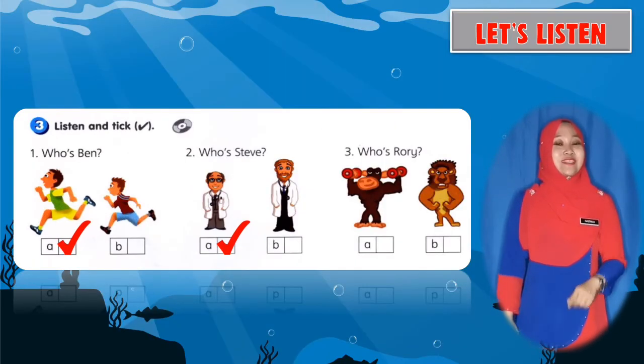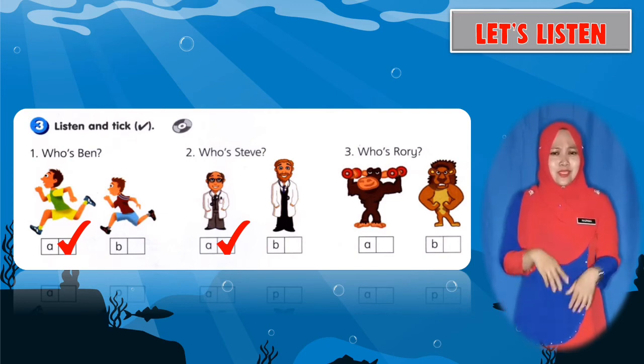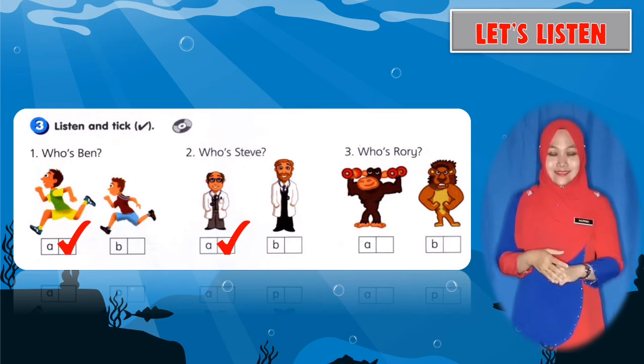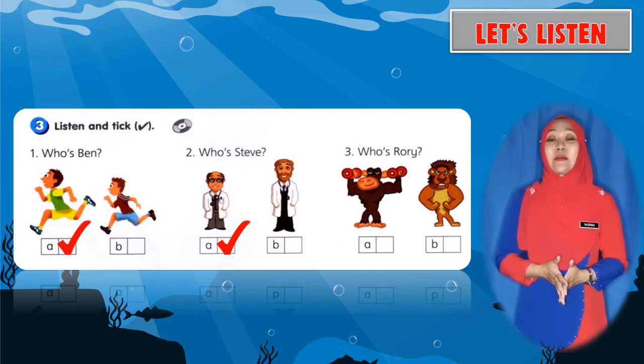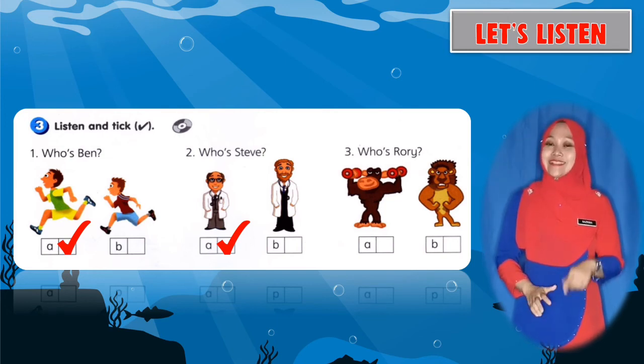So, you have just listened to the last description, description number 3. Who's Rory? Picture A or picture B? The answer is picture B. So you have to tick in the box next to B.